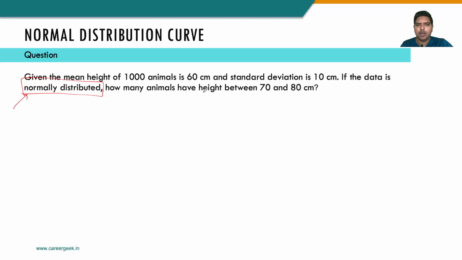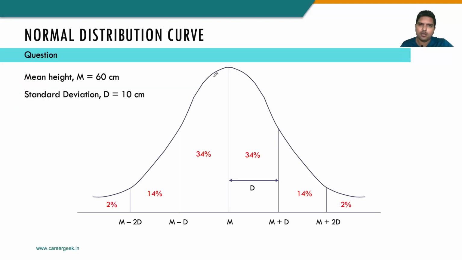How many animals have height between this? So first thing is we will write, m is 60, d is 10. So if I have to plot, m is 60, so to the right, because d is 10, this is 70, this is 80, to the left this is 50, and one more deviation to the left, this is 40.